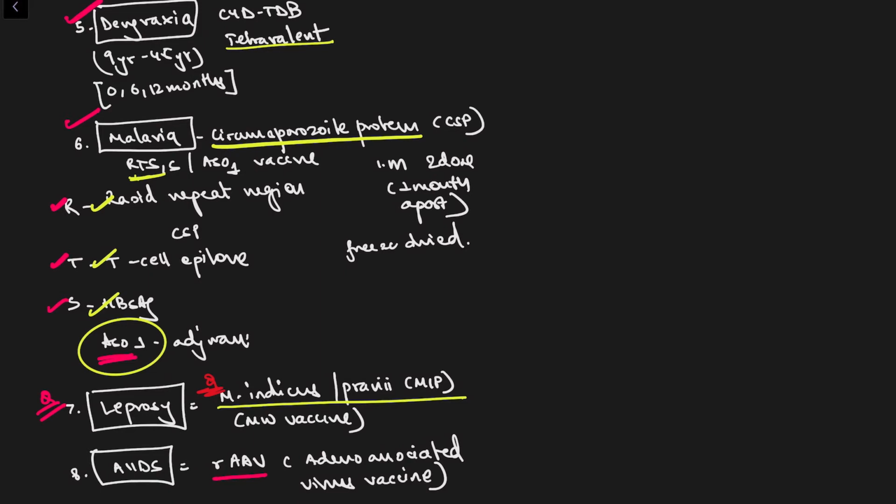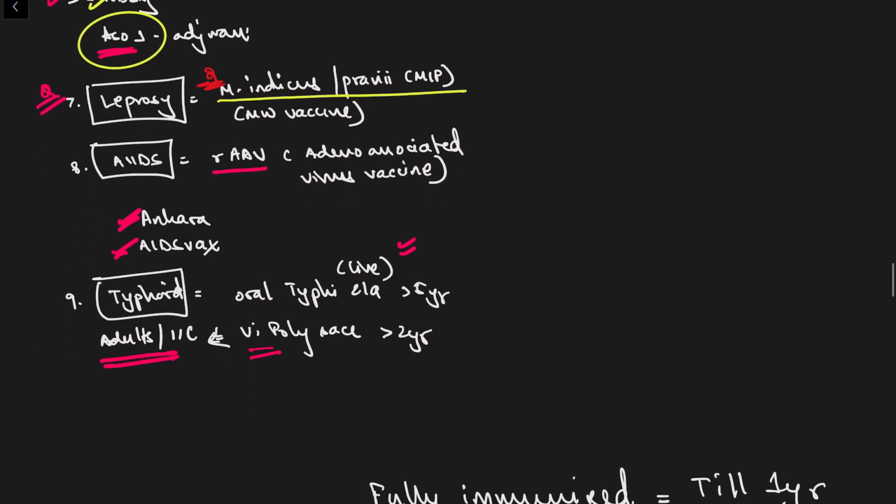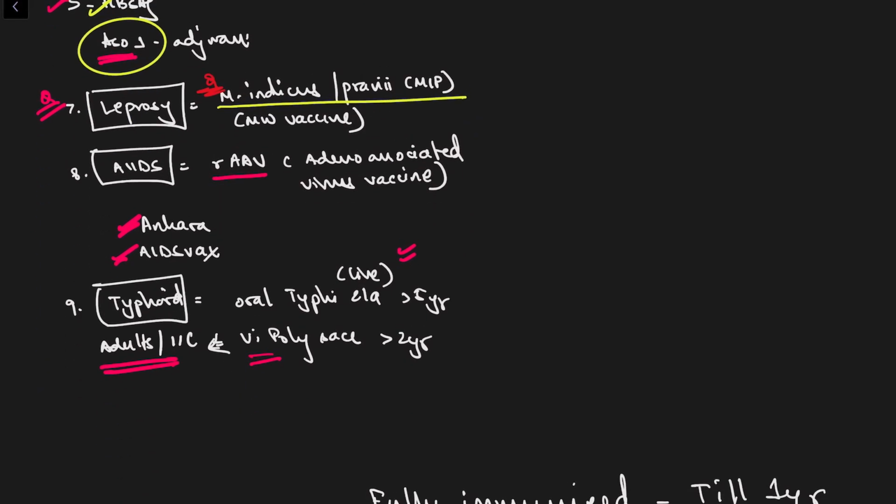And the vaccine names are Ankara and AidVax. Then typhoid, oral vaccine is the Typhi 21A. It is a live vaccine. It can be given after 5 years of age. While in adults or children or immunocompromised patients, the vaccine that is given is a Vi polysaccharide vaccine.